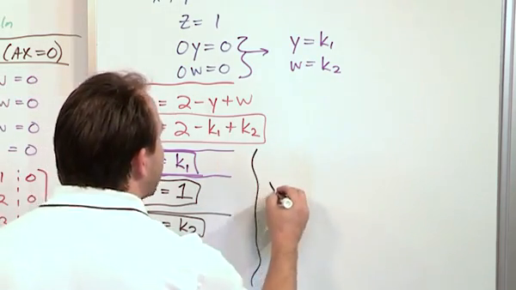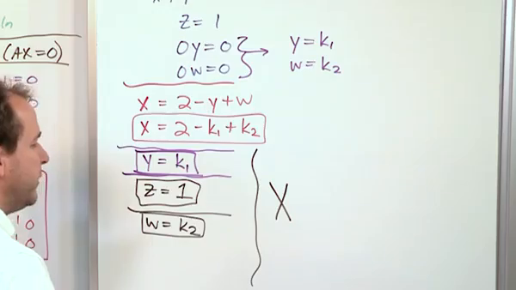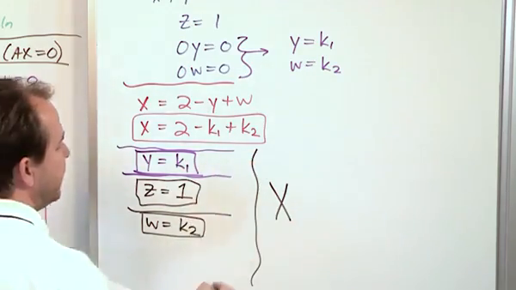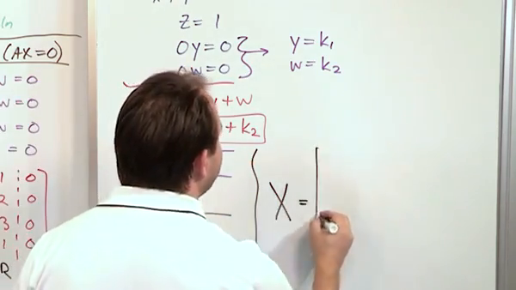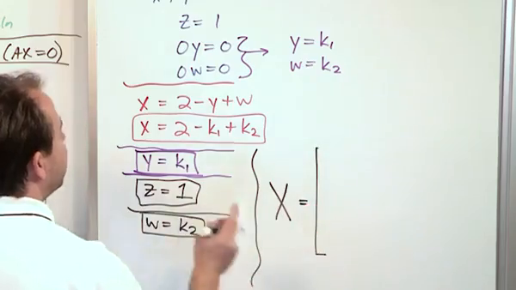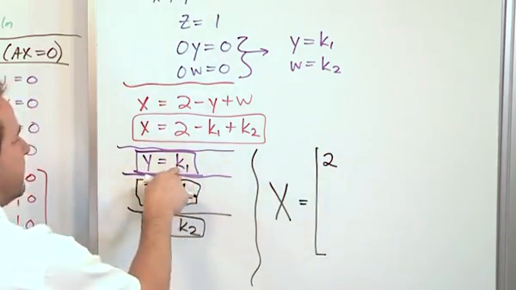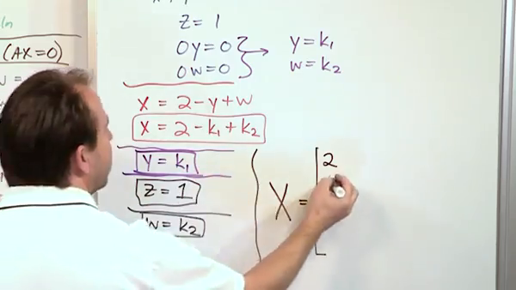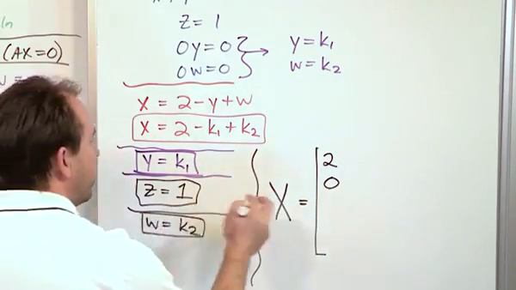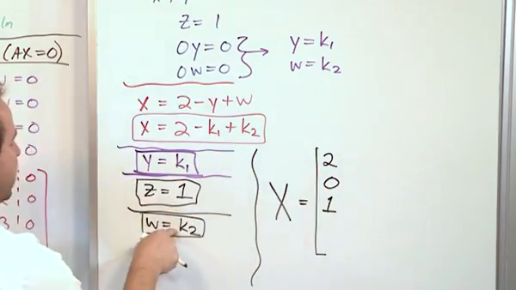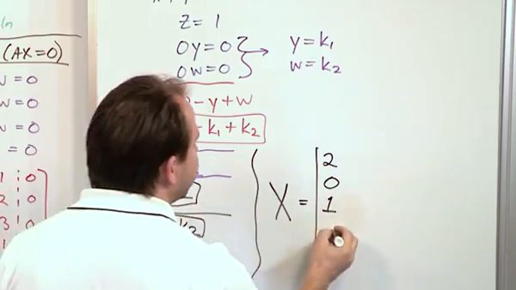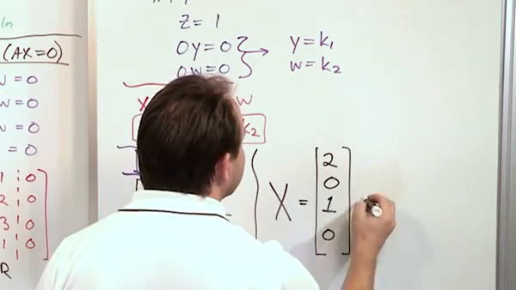So then what I'll say is my solution vector, my solution column matrix x, is equal to, remember first we go down x, y, z, w and look for numbers. X has a number, 2. Y doesn't have a number, just has a k, so we put a 0 there. Z does have a number, so we put a 1 here. And w doesn't have a number, it just has a k, so we put a 0 here. This follows from what we did last time.